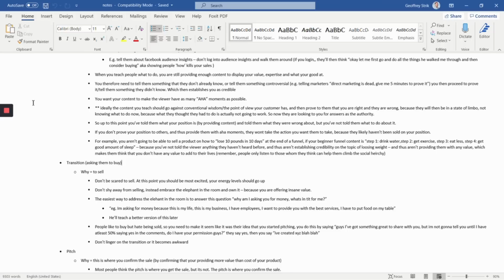We'll actually be getting into the pitch next. So this transition doesn't go about actually mentioning price or anything like that, so don't be confused. But I'm just trying to emphasize that at this point, you want to be excited about the fact that you're able to offer them your product or service. Okay. The easiest way to address the elephant in the room is to answer this question: why am I asking for your money?